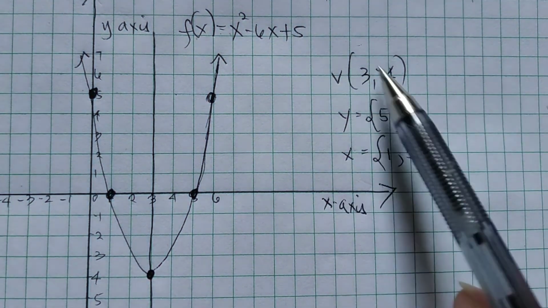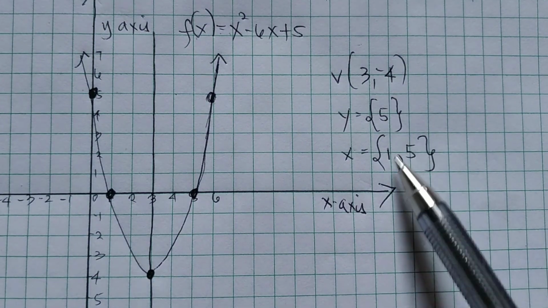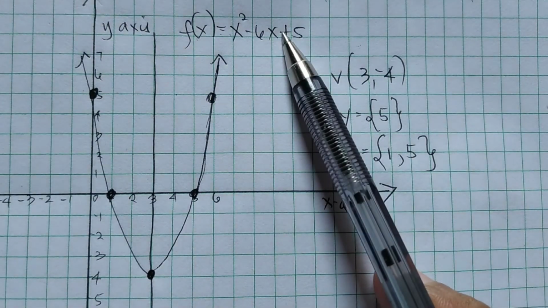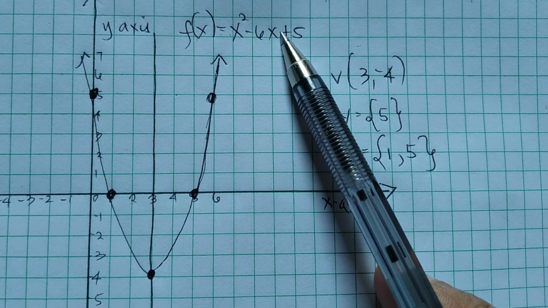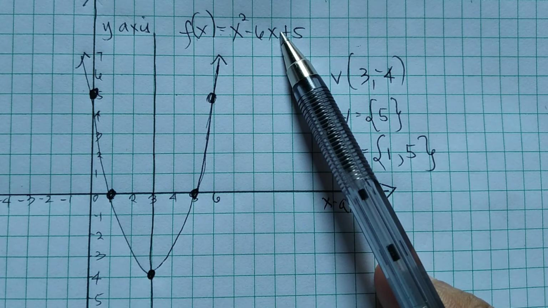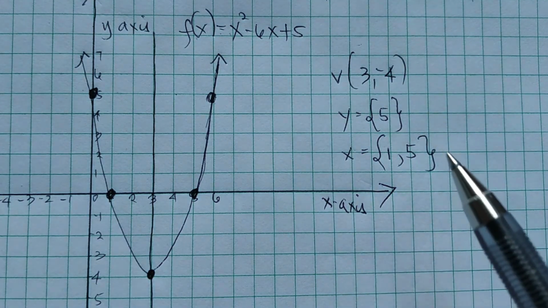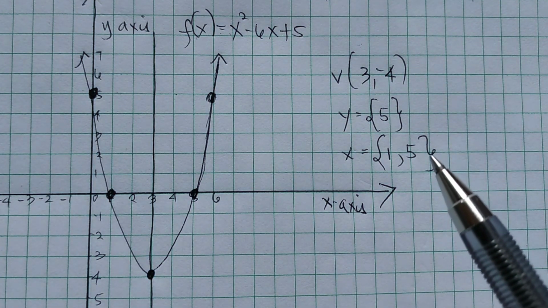So you just need to solve for these things in order to graph the given function written in the form f of x is equal to ax squared plus bx plus c, which is in the general form.